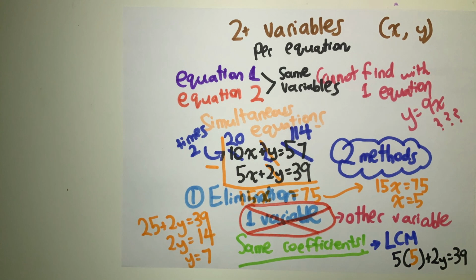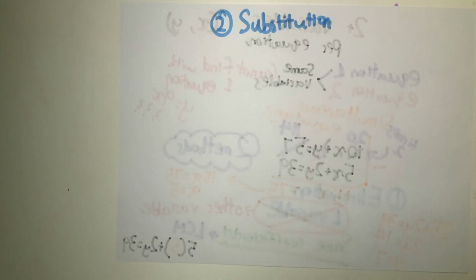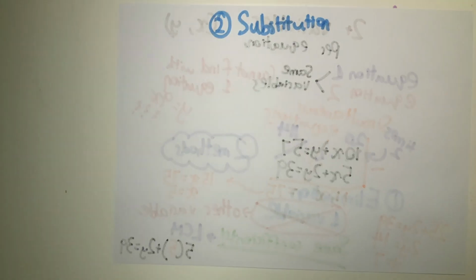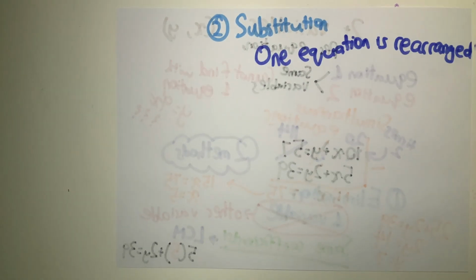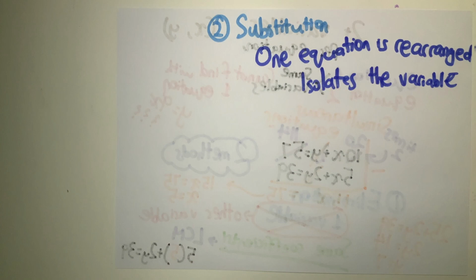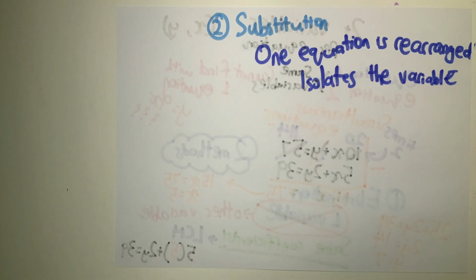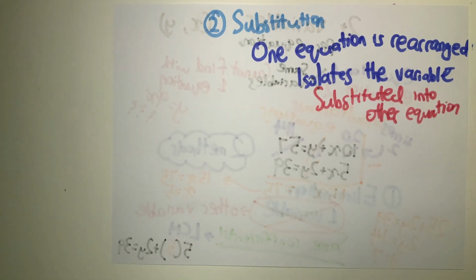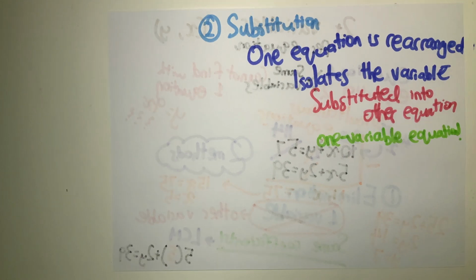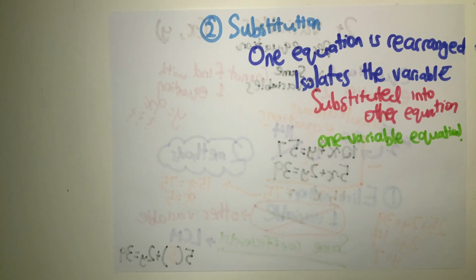The other method is known as substitution. One equation is rearranged to isolate one of the variables before the equation is reduced such that the variable is represented in terms of the other variable. Then the value of the variable in the other equation is substituted in terms of the other variable to form a one-variable equation. By rearranging the first equation, we obtain that y is equal to negative 10x plus 57.